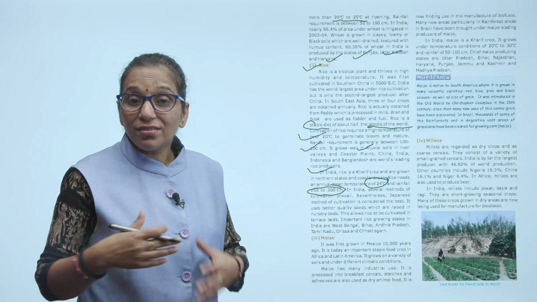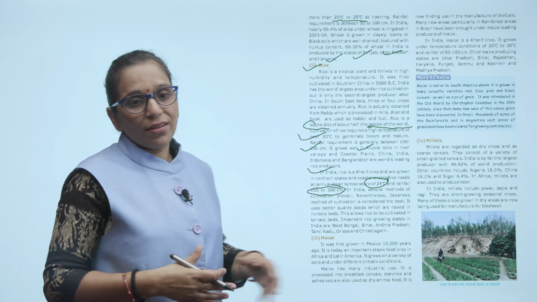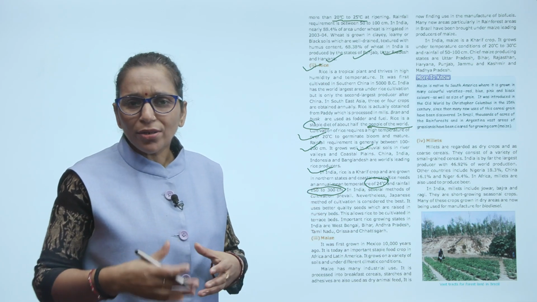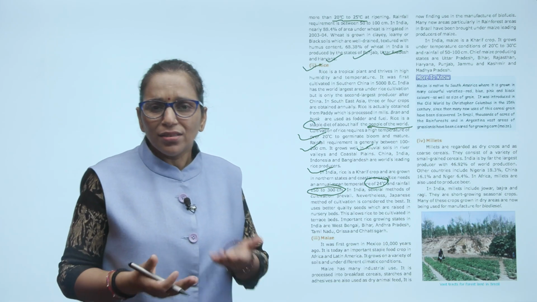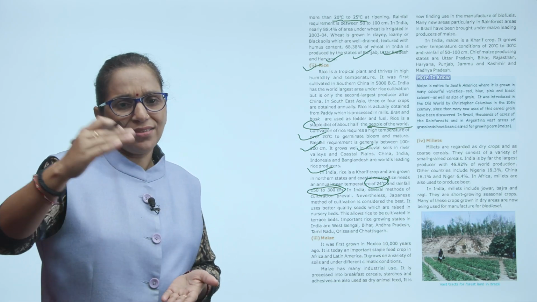In India, we are using several methods to cultivate the rice. Japanese method of cultivation is considered the best. It uses better quality of seed which are raised in the nursery beds. This allows rice to be cultivated in the terrace beds.